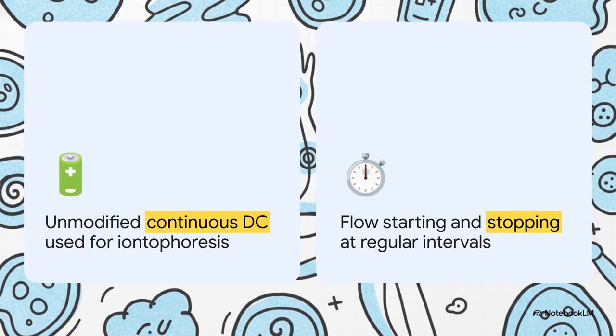First up, let's clear up a massive misconception that pops up literally all the time. IDC is absolutely not synonymous with galvanic current. Galvanic current is unmodified. It's a continuous, direct current that just flows steadily, which is exactly why we use it for things like ionophoresis. Interrupted direct current, on the other hand, is exactly what it sounds like. We are intentionally starting and stopping the flow of direct current at very specific intervals. Honestly, there is no such thing in standard terminology as interrupted galvanic current. They are fundamentally different concepts, so keep that in mind.